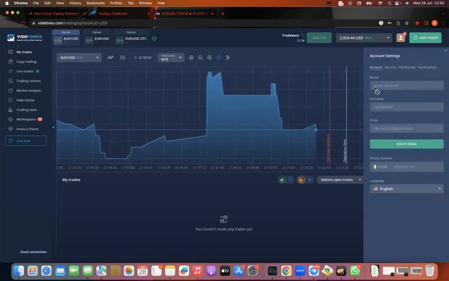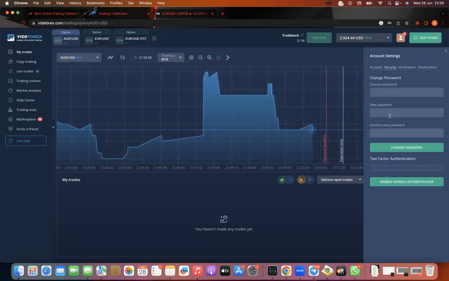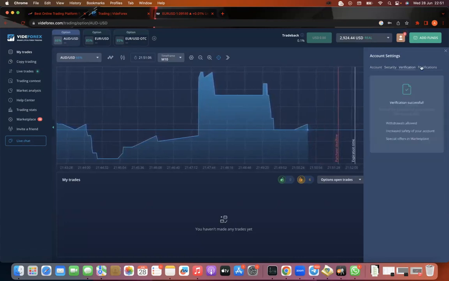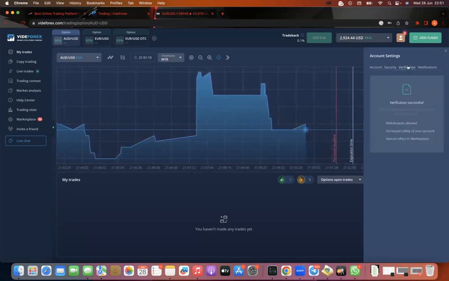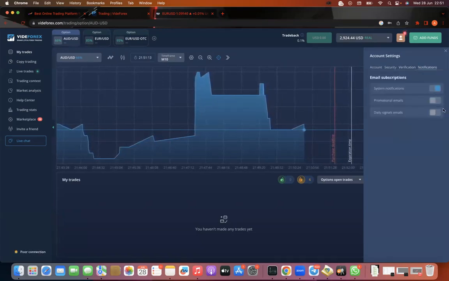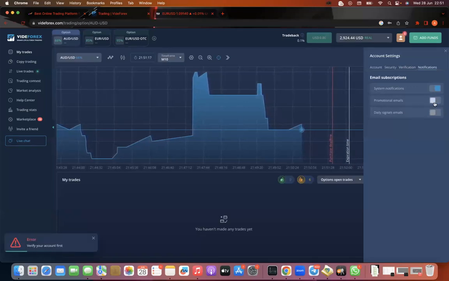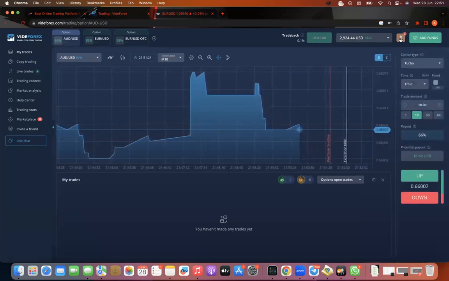Click on these settings. You see your details here. You can verify your email if it's not verified. You can change your password here. You can also enable two-factor authentication if you don't want anybody to hack into your account, you understand. Then verification, you can check your verification status, and if you're not verified, you can also verify through here. And then you can also enable additional emails if you want. Do you understand? So that's about that one.